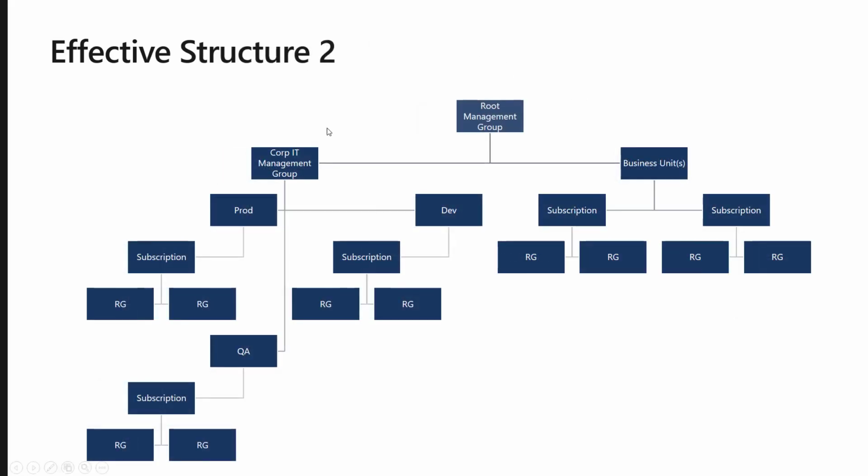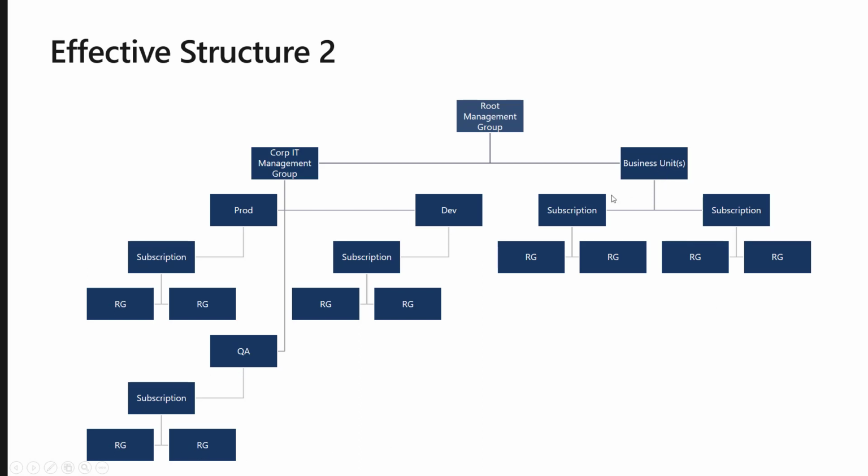You can see another good structure here. Again, with this one, they're separating production and they're separating dev. And dev management group has its own subscriptions under that. Production management group has its own subscriptions. QA management group has its own subscriptions grouped together.